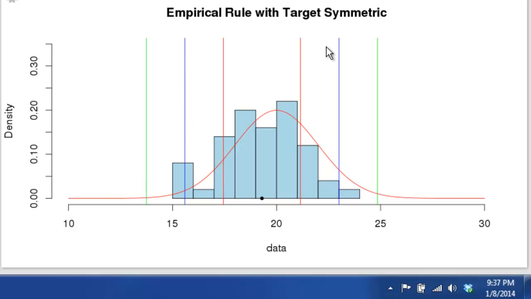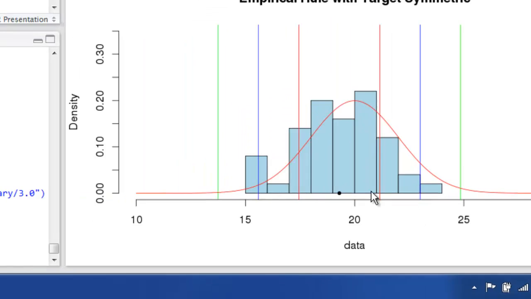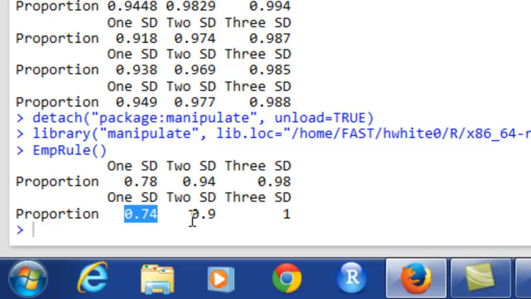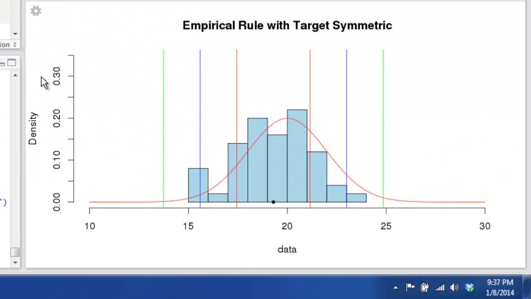Now the blue lines, they're 2 standard deviations below and 2 standard deviations above the mean. The 68-95 rule says that about 95% of the data should be within 2 standard deviations of the mean. What percentage was? Oh, about 90%. So not too far off.